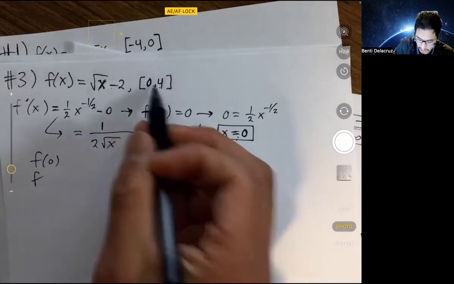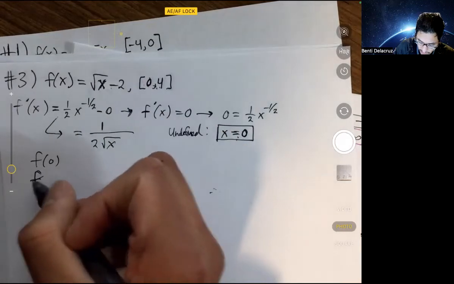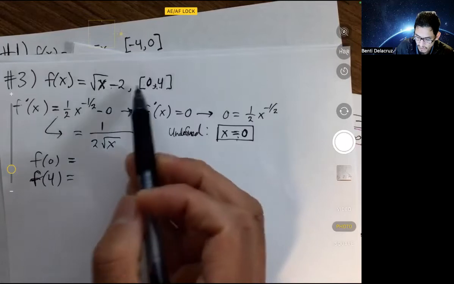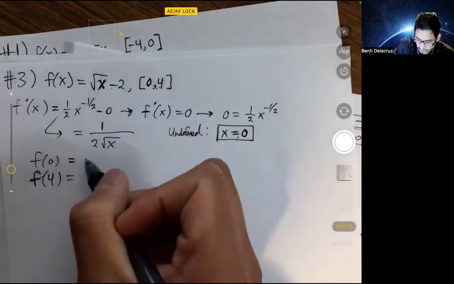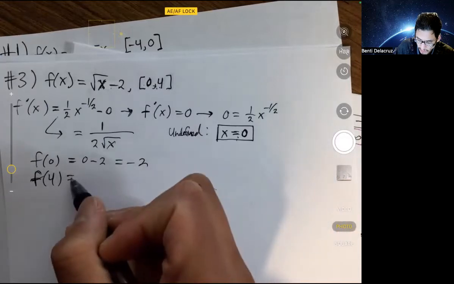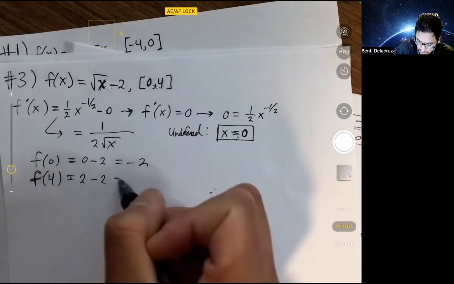Because coincidentally, 0 is the endpoint of the interval. So we see what f of 0 is. f of 0 will be the square root of 0 minus 2. So 0 minus 2, so you'll get -2. f of 4, the square root of 4, which is 2. 2 minus 2 will be 0.